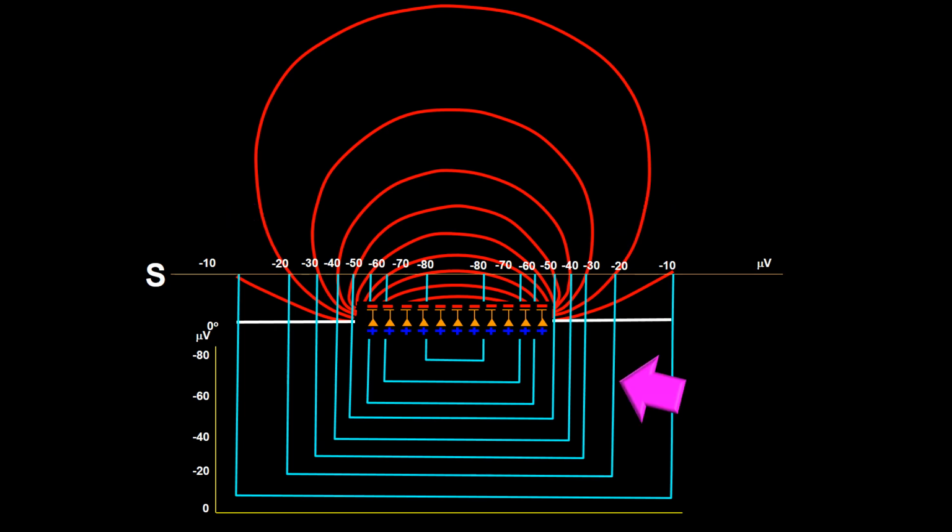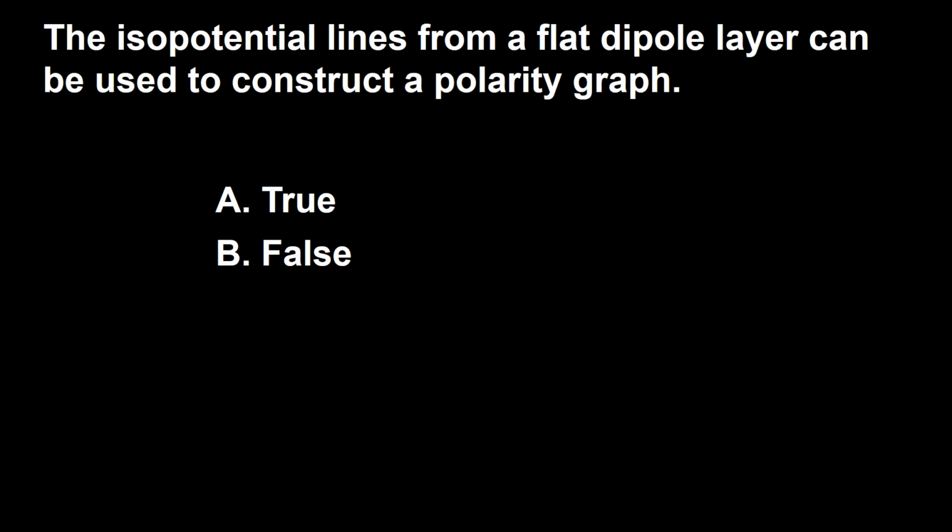In this case, I have used an aqua line to do so, and the same we can do at negative 10 microvolts and also with all the other isopotential lines. We can link them from one side to the other side. The next step is drawing a contour line going through the angular points of the aqua lines, as I have done in this frame. This contour line represents a voltage graph. So the answer to this question is true.